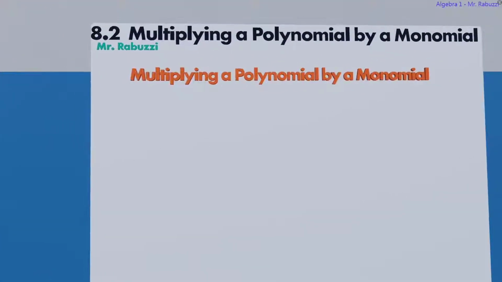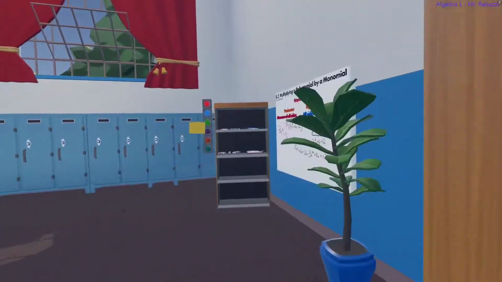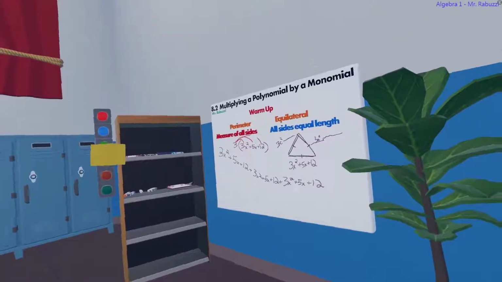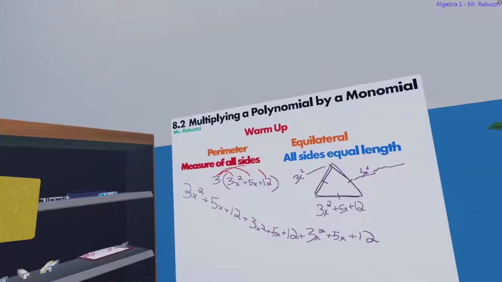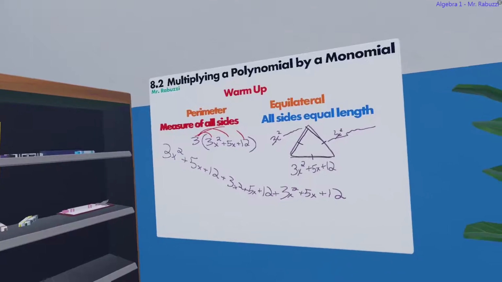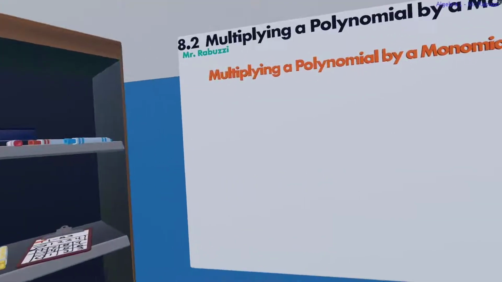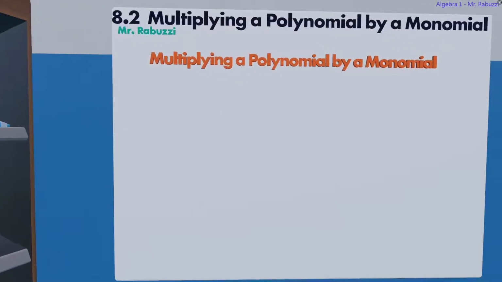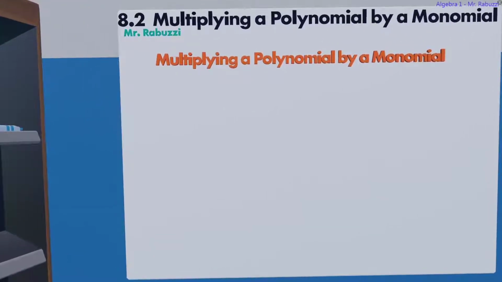Today we're talking about multiplying a polynomial with a monomial. So remember, last week, these things over here, those are polynomials, right? We talked a lot about polynomials where they've got 2x plus 5 plus 7x squared. Those are polynomials. Here, we're going to start multiplying them instead of adding like we did last week.